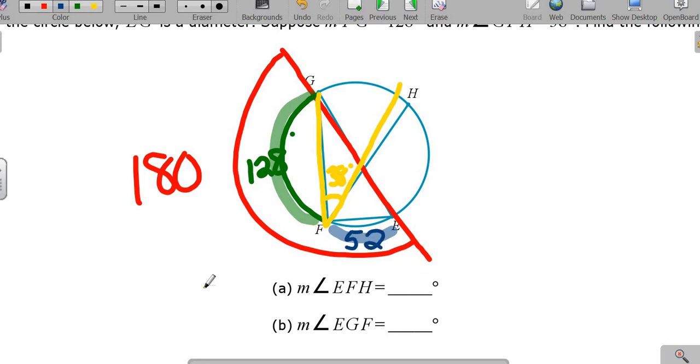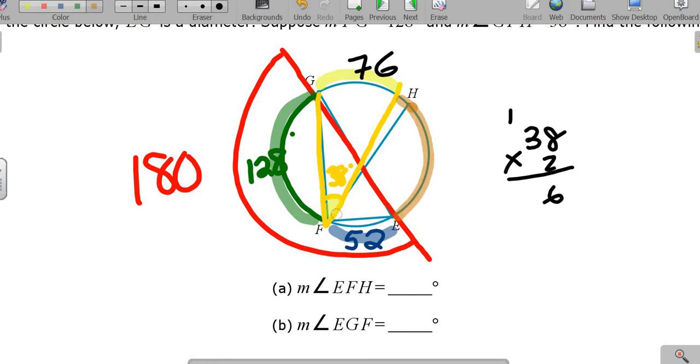Let's see, what else is easy to find? If this is 38 and it's an inscribed angle, then that's going to be double. So 38 times 2, and we get out here 76. And if that's 76, that means from here to here, that's a diameter, that's 104.